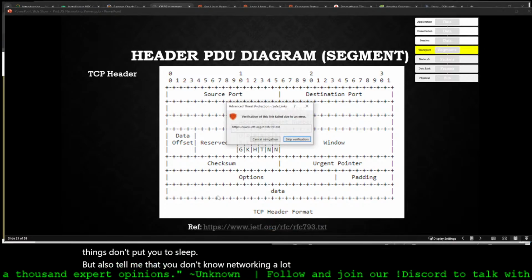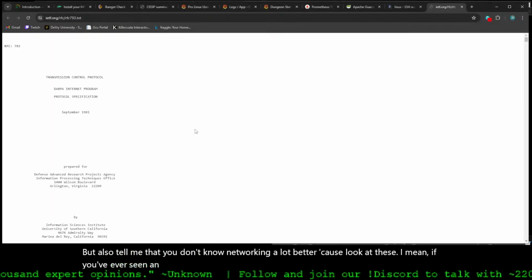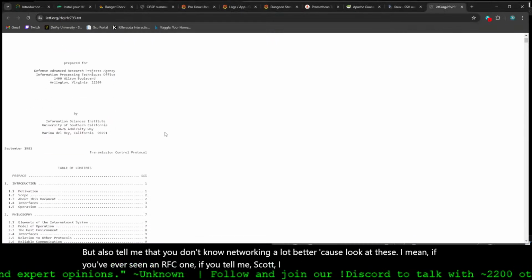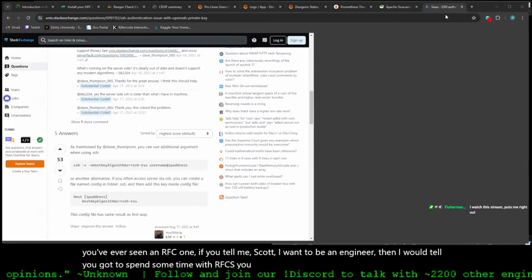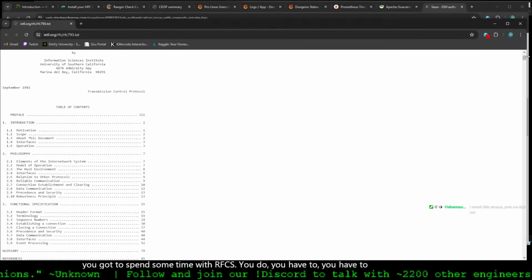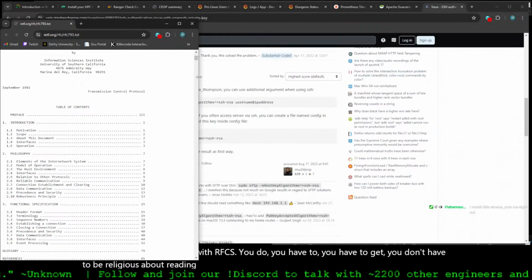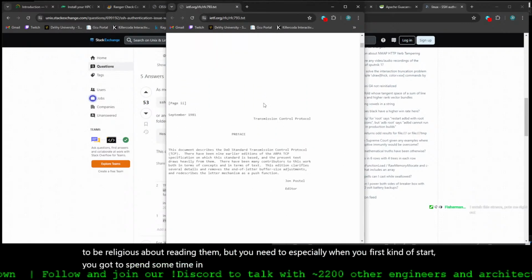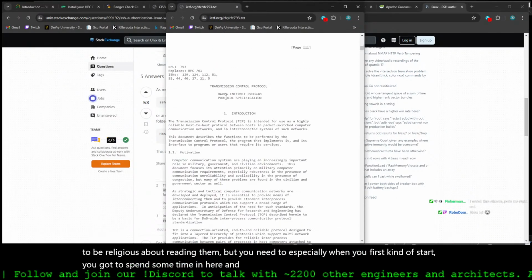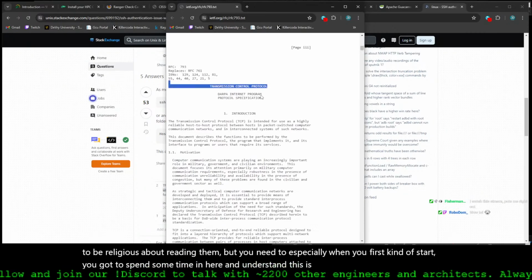Look at these. If you've never seen an RFC, and you tell me, Scott, I want to be an engineer, then I would tell you that you've got to spend some time with RFCs. You do. Now, you don't have to be religious about reading them, but especially when you first start, you've got to spend some time in here and understand this is how transmission control protocol works right here.